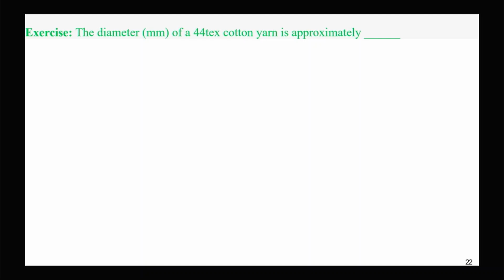Now let us calculate using this derived formula. The diameter of 44 tex cotton yarn is approximate. The diameter we have to calculate in millimeter.